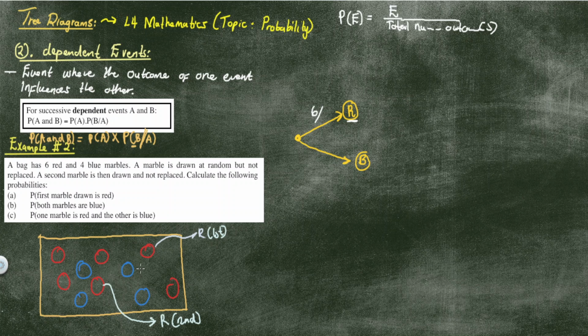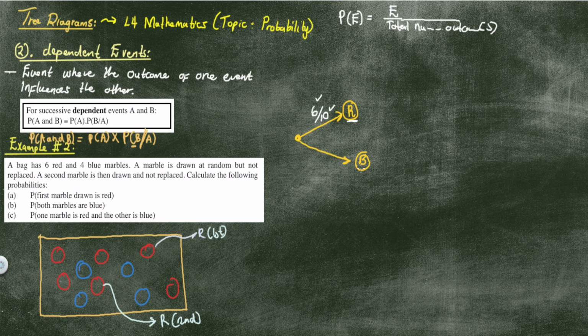How many marbles are there in total? 10. Yes, 10. So lastly we divide by 10. So the probability of taking out a red initially is 6 out of 10 marbles. 6 out of 10 marbles.